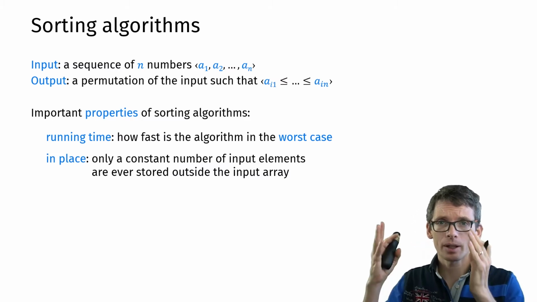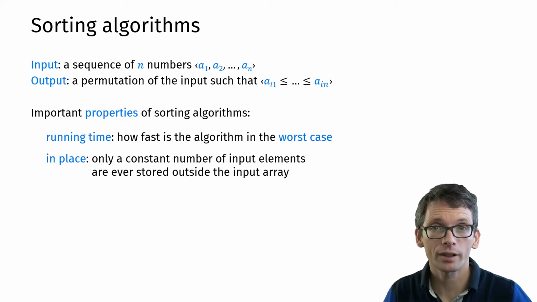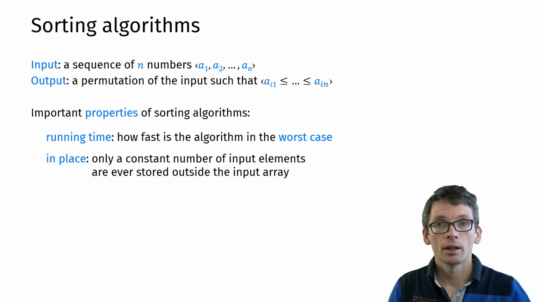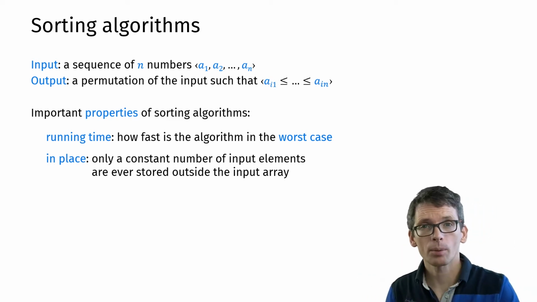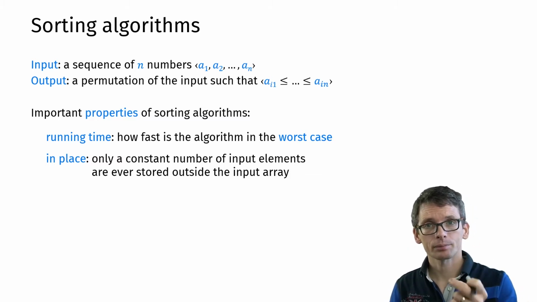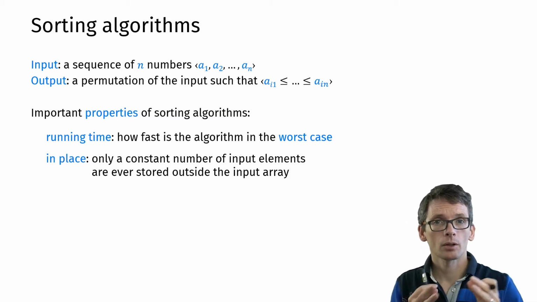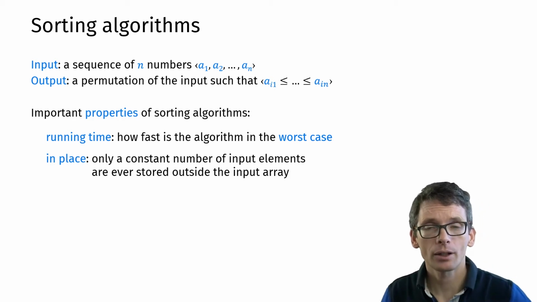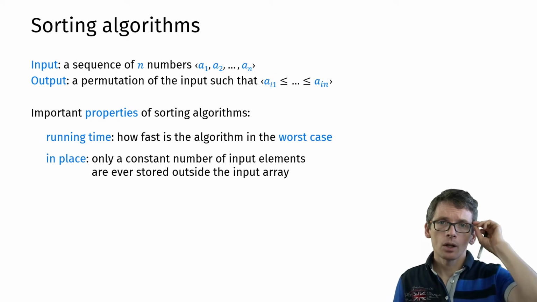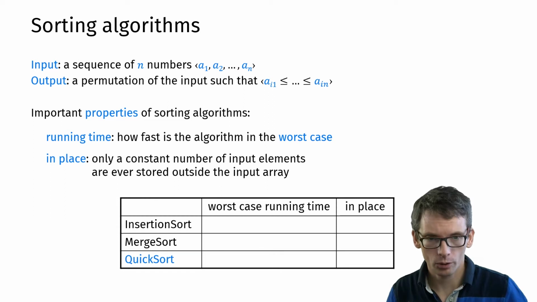As a reminder, we have a sequence of numbers and we want to find the permutation of those numbers, the reordering of those numbers such that we have them in an increasing sequence. Two properties of sorting algorithms that we've been looking at are the running time in the worst case, and whether it's in place or not, so whether we have to allocate extra memory to move the numbers to, and so on.